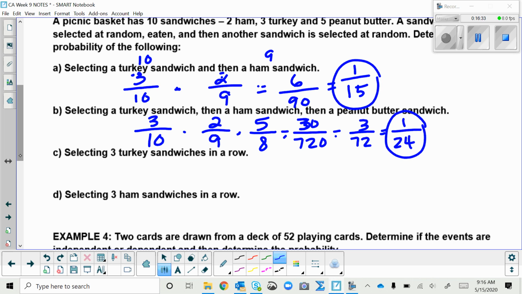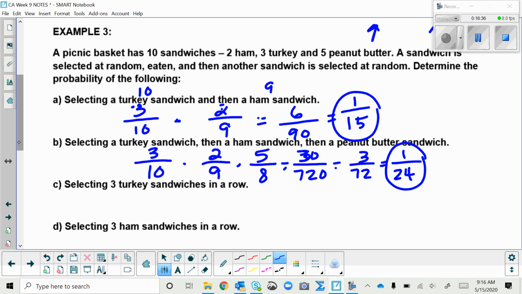All right, so selecting 3 turkey sandwiches in a row. Just like normal, the first probability is 3 out of 10. 10 sandwiches to pick from, 3 of which are turkey. So now that turkey sandwich is gone. There are 9 sandwiches to choose from for the second choice. Now, how many turkey sandwiches are there left to choose from? 2, right? Because we already ate one. So now we've eaten 2 turkey sandwiches. That means for the third turkey sandwich, there are 8 sandwiches to choose from, and only 1 of them is now turkey.